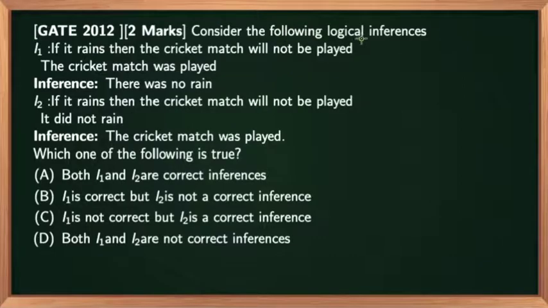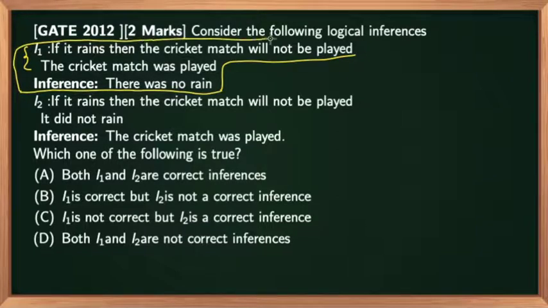We can see some example so that this will be easy for you. Consider the following logical inferences. So I have a set of premises and an inference or a conclusion. So let's see it part by part. This is the first part we have to solve. So I have two premises. Let me call them P1 and P2.